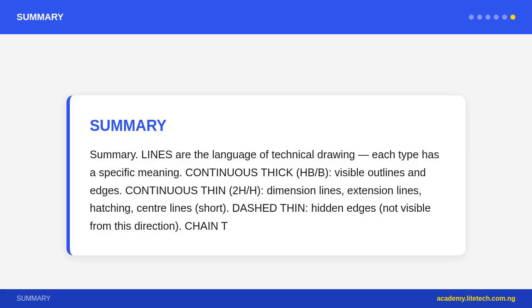Summary. Lines are the language of technical drawing, each type has a specific meaning. Continuous thick, HB/B: visible outlines and edges. Continuous thin, 2H/H: dimension lines, extension lines, hatching, short center lines. Dash thin: hidden edges, not visible from this direction.